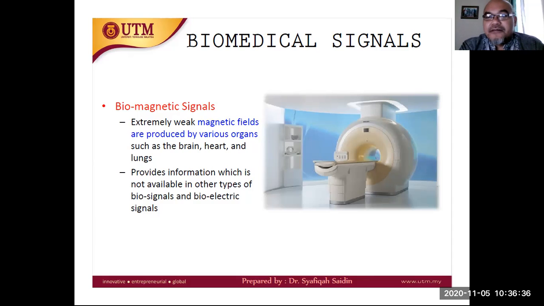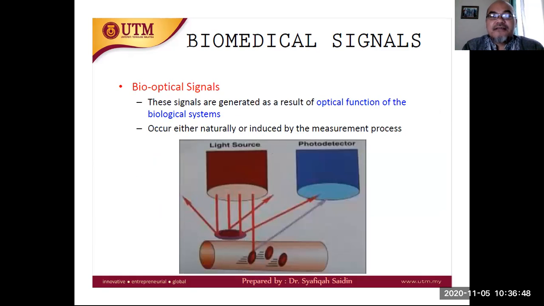For example, from there we can measure the activity of the brain. Yeah, this is used in neurology as well. Functional MRI, fMRI. Bioptical signal, yeah, this one I mentioned just now. Plethysmograph to measure, here the case is to measure the oxygen level in the blood.